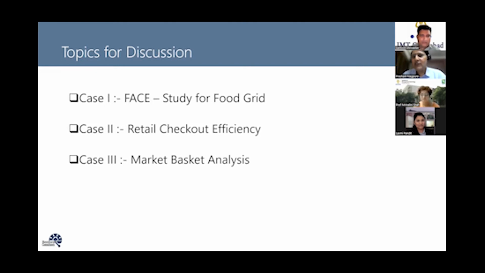And the third is a very interesting use case of market basket analysis, something that we are exposed to on a day-to-day basis in our e-commerce transactions on the various online marketplaces and online buying that happens through the web. So these are the three areas that we can cover today.